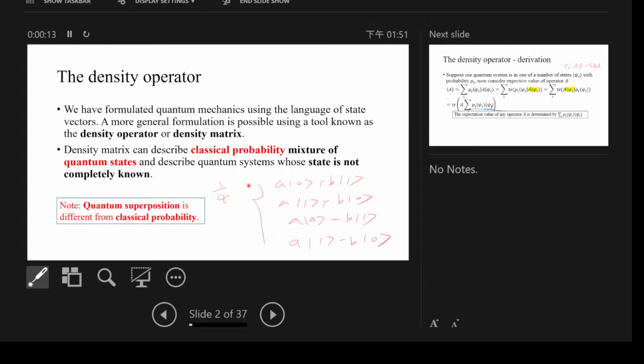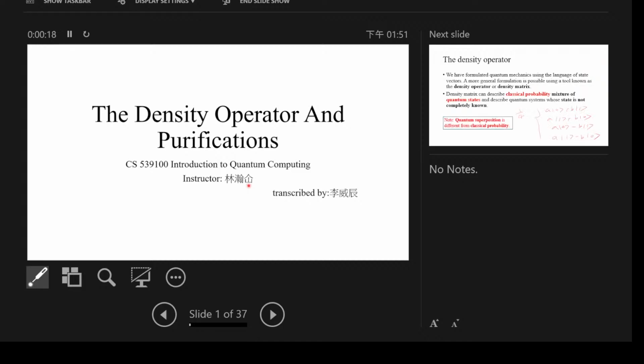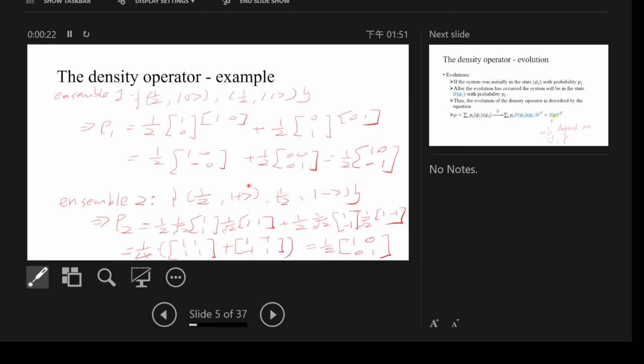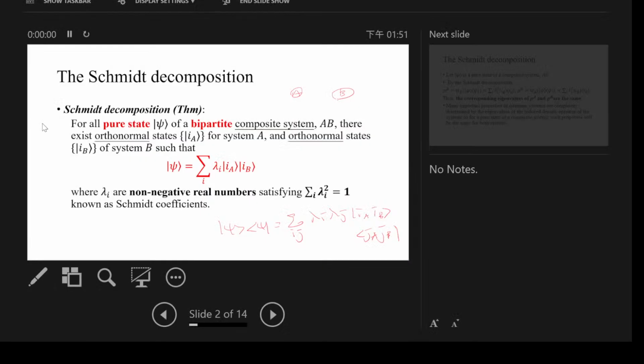So, a small recap. We talked about the density operator. Wait. Sorry, I think I opened the wrong slide. It should be this one. Okay, now it should be correct.